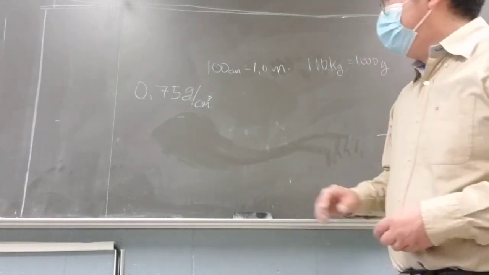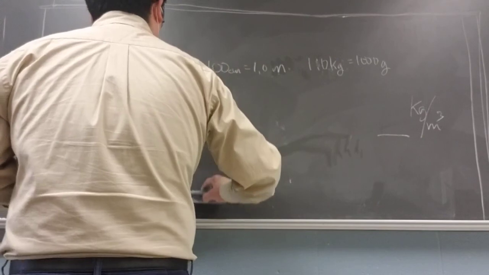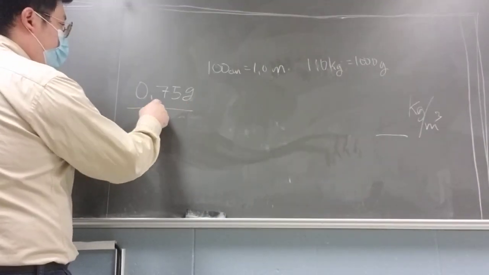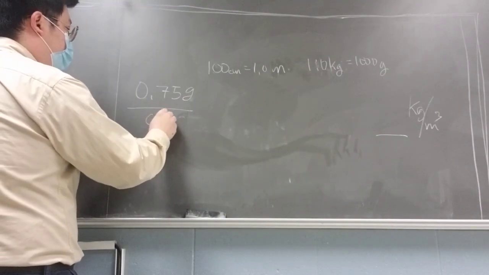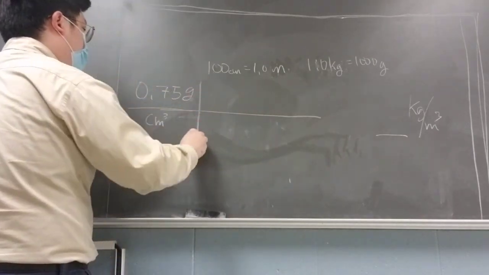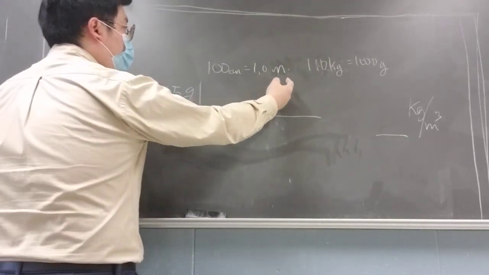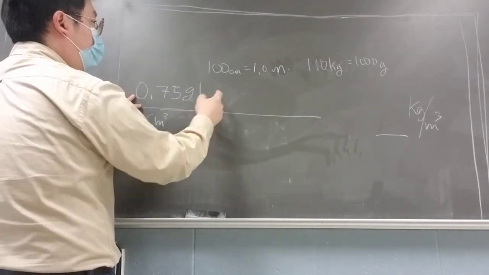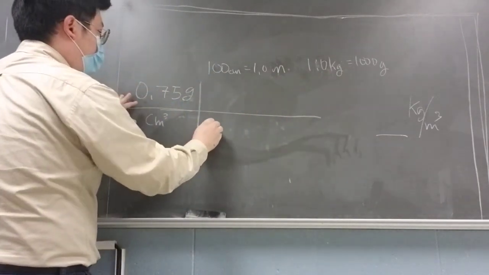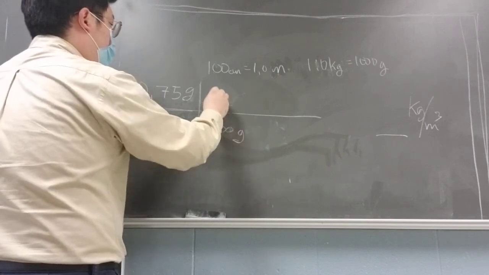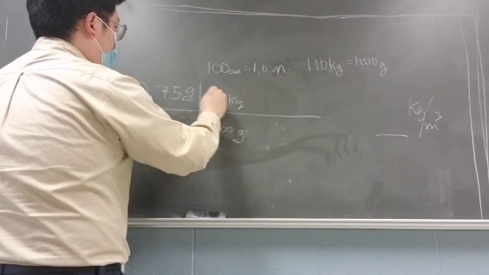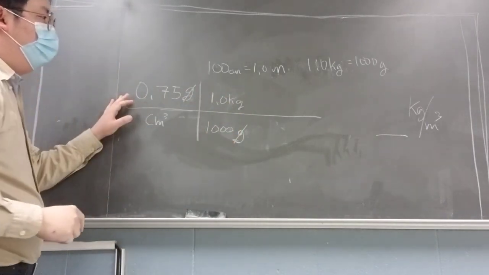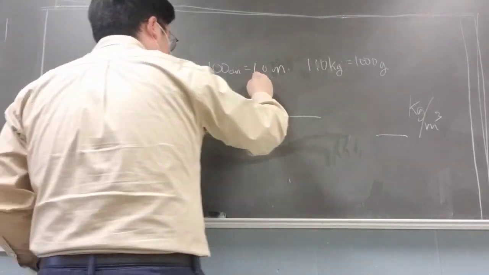Okay, so let's do this together real quick. So this is the same as what? 0.75 grams over centimeter cube. So I'm gonna make a table. And I'm also going to use this one again, but now we're gonna switch the gram to kilogram. So I'm gonna put 1,000 gram at the bottom, and I'm gonna put 1 kilogram at the top. So those two can be cancelled to be a new unit, kilogram.